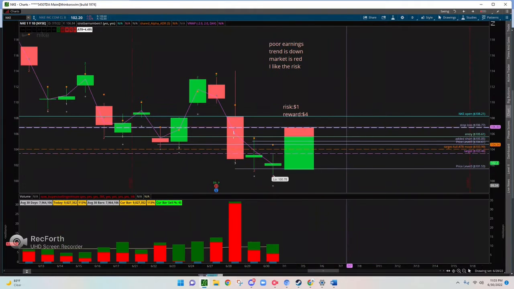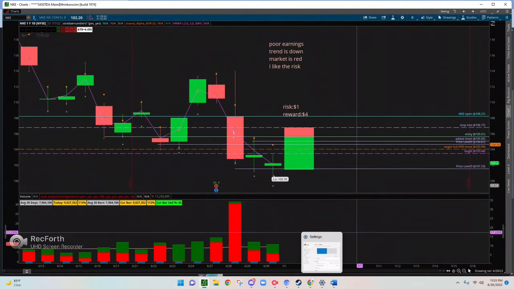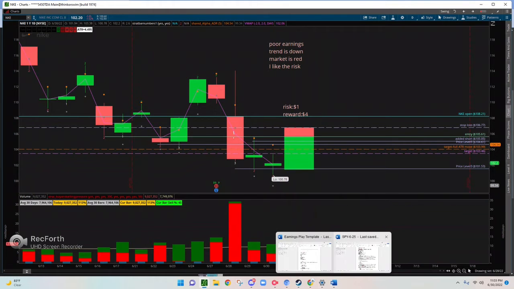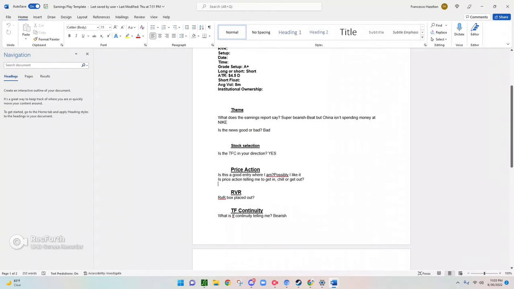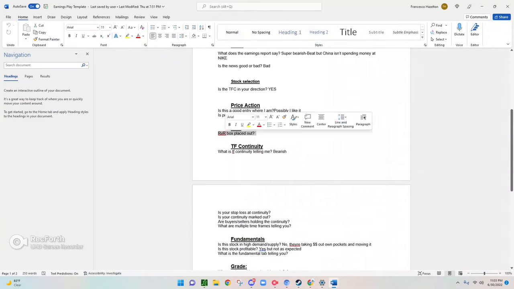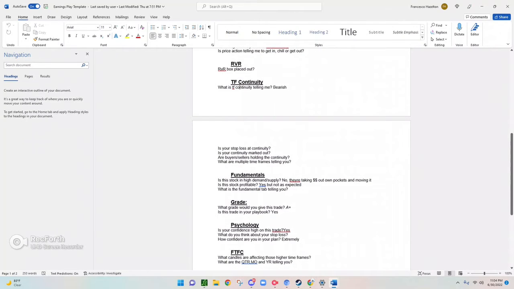I had targets right here. I wanted this block order to be taken out, and yeah, it got taken out. So I was coming here, filling out my thing. The time frame continuity is in my direction. The news is bad overall. My risk reward was placed out. It was a 4-to-1 risk to reward, which was quite amazing.